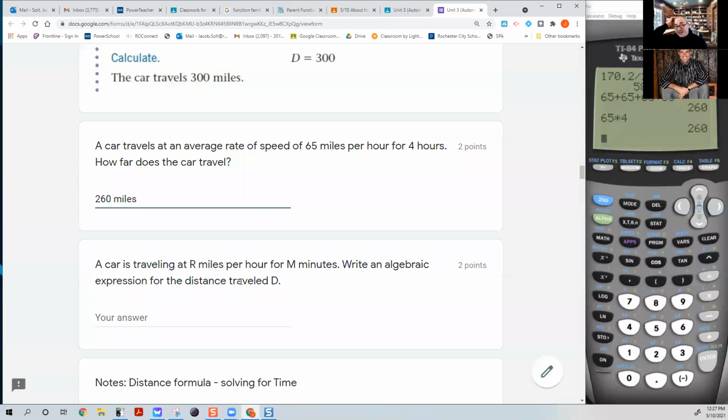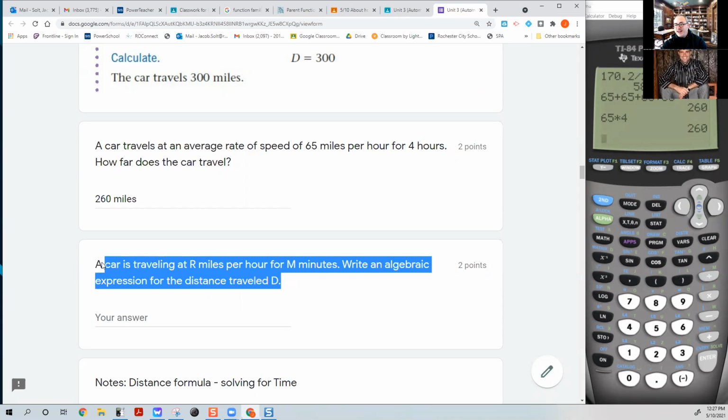All right, next question. You guys are getting really good at this algebraic expression. I've been really proud to see how well you have been developing with algebraic expressions. This one: a car is traveling at R miles per hour for M minutes. Write an algebraic expression for the distance traveled. Give this a shot. See what you can do with this.